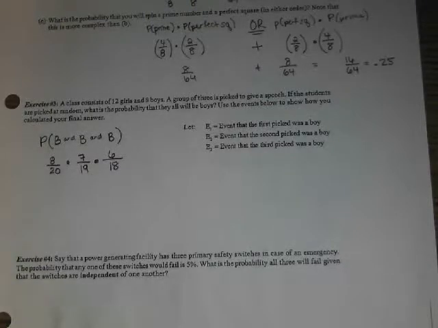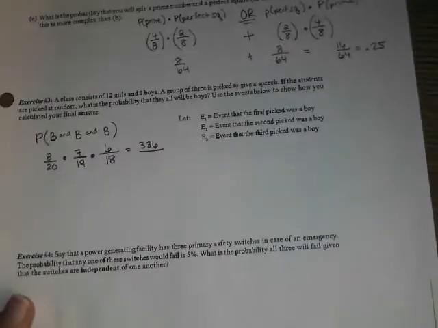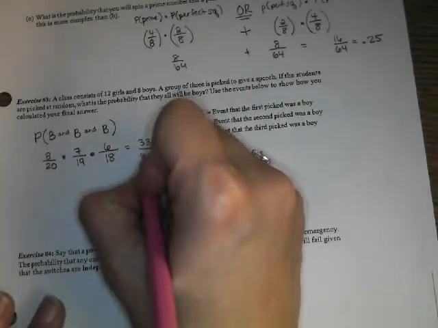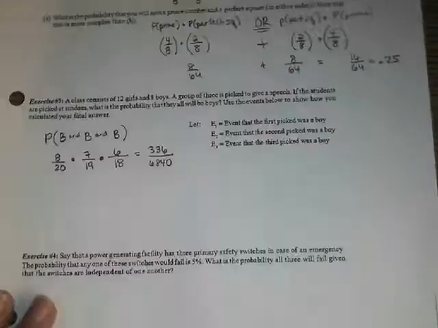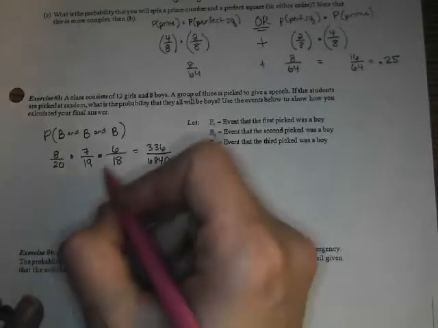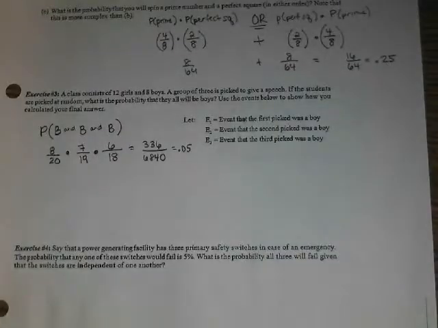8 times 7 times 6, we get 336 on top, and on the bottom, 20 times 19 times 18, 6840. So 336 out of 6840 would be 0.05. So it's not very likely, but it obviously can happen, right?